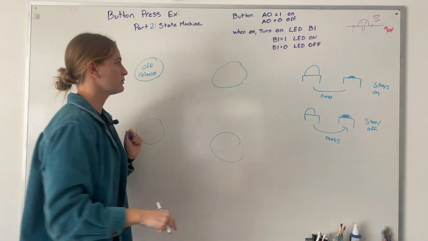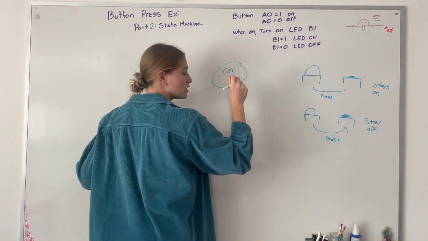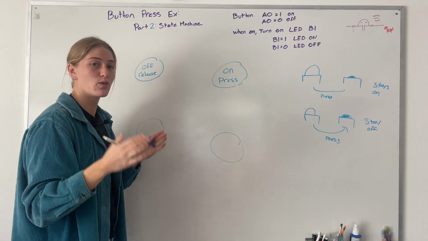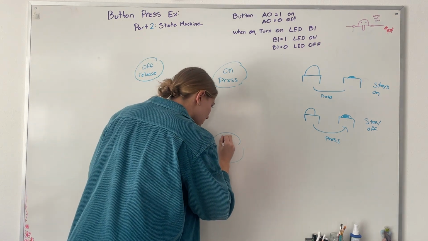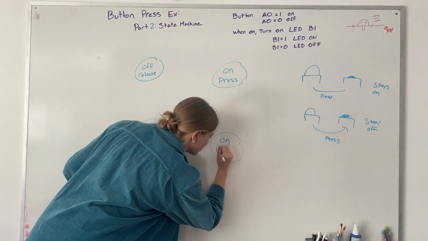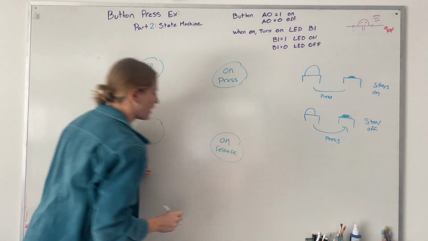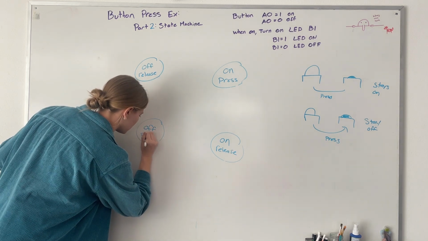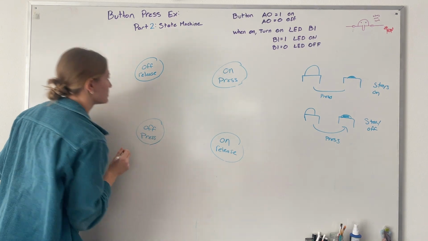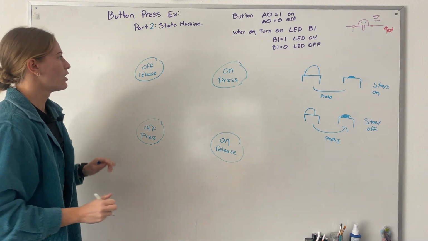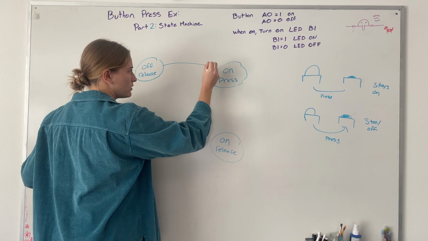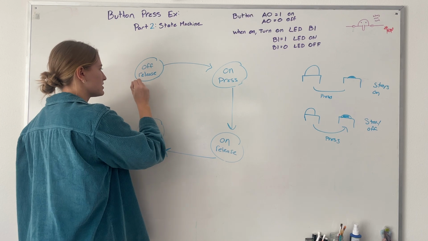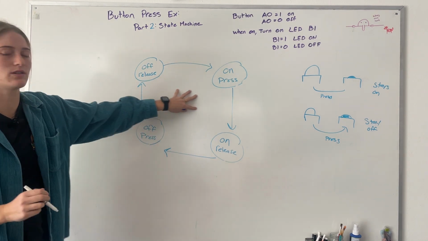Then once you click the button, it becomes on. That's on, and you're pressing it, right? On press. And then when you release it, you want the light to stay on. So that means that the light is still on, but it's released. And then when you click it again, you press it, it becomes off press. And that goes into off release. So we know that when it's off and you click it, it turns on. And once you release it, it stays on. And then when you click it again, it turns off and it stays off. And that's our state machine right here.